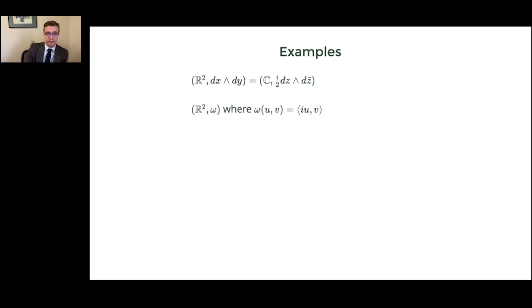That's one we've already seen. This is actually the same one, just thought of in a slightly different way. I can think of this two-form as inputting a pair of vectors, and the output is the dot product of the second vector with i times the first vector. I think of i as acting on R2 by rotation by 90 degrees counterclockwise. So if I take u, rotate it 90 degrees counterclockwise, and compute the dot product, that is in fact the same thing as the standard area form.